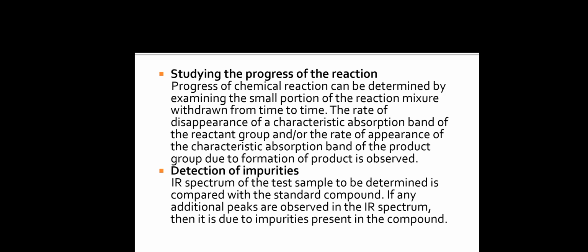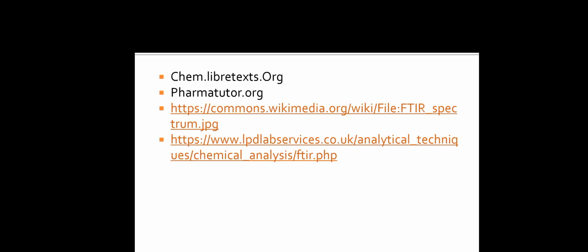The rate of disappearance of the characteristic absorption band of the reactant group, or the rate of appearance of the characteristic absorption band of the product, can determine which new product is formed. Now, IR spectroscopy is also used for detection of impurities. The IR spectrum of the test sample is compared with the standard compound. If any additional peaks are observed in the IR spectrum, then they are due to impurities in the compound.